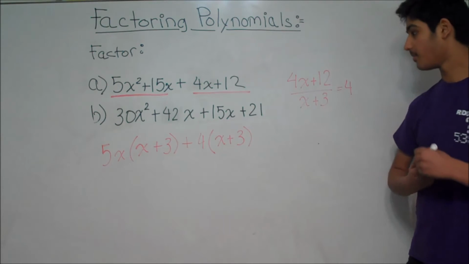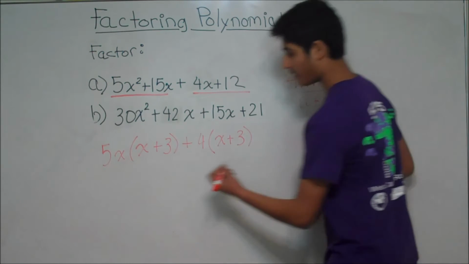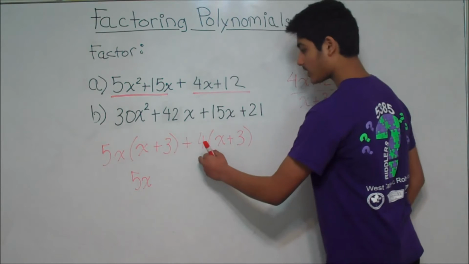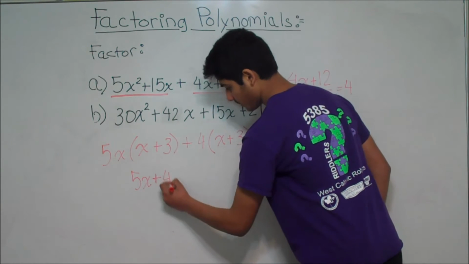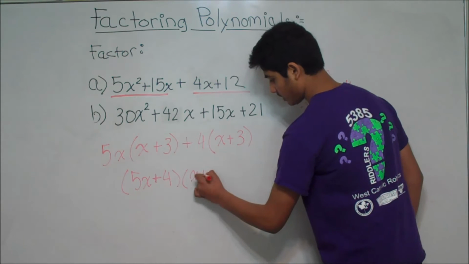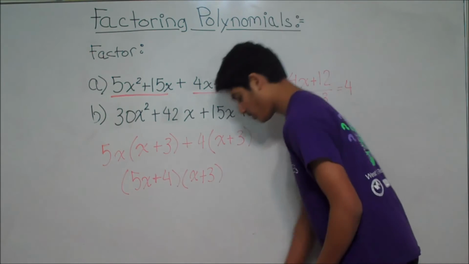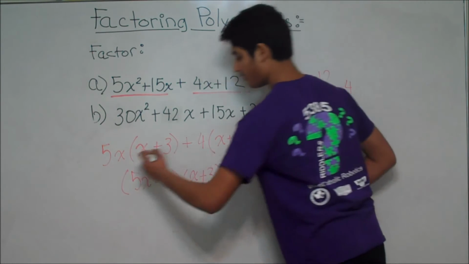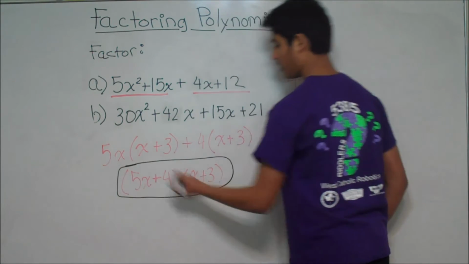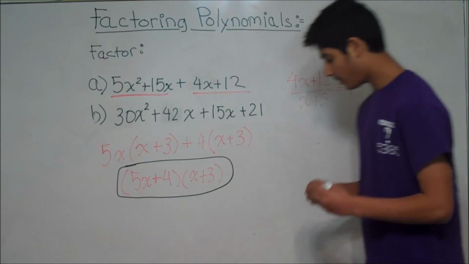Now the next step is simpler. In the next step, we have 5x plus 4 in parentheses times x plus 3. This is our most factored polynomial, so this is the answer to problem A. Now let's move on to problem B.